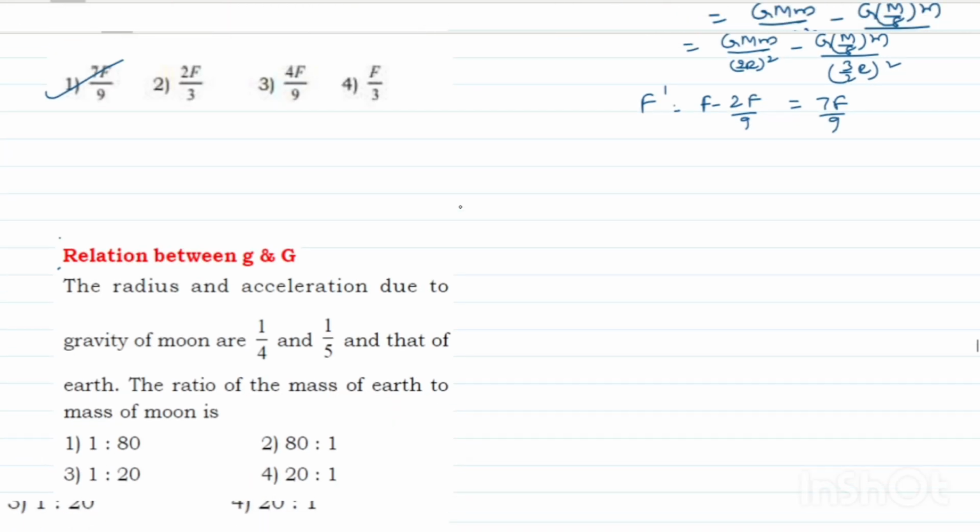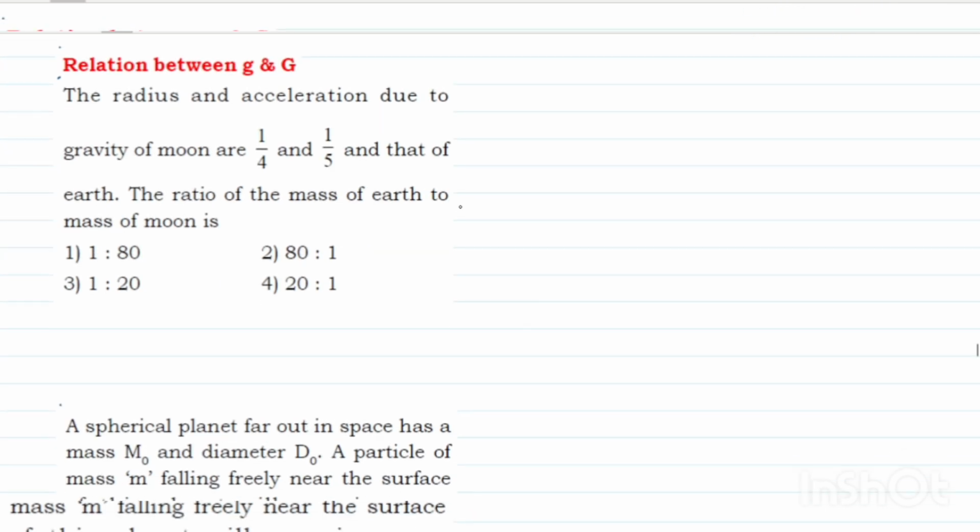Here the next question is related to the relation between small g and capital G. The radius and acceleration due to gravity of the moon are given as 1 by 4 and 1 by 5 of that of the earth. So the radius of the moon is 1 by 4th of the radius of the earth, and the acceleration due to gravity on the moon is 1 by 5 of the acceleration due to gravity on the earth. They are asking the ratio of the mass of the earth to the mass of the moon.